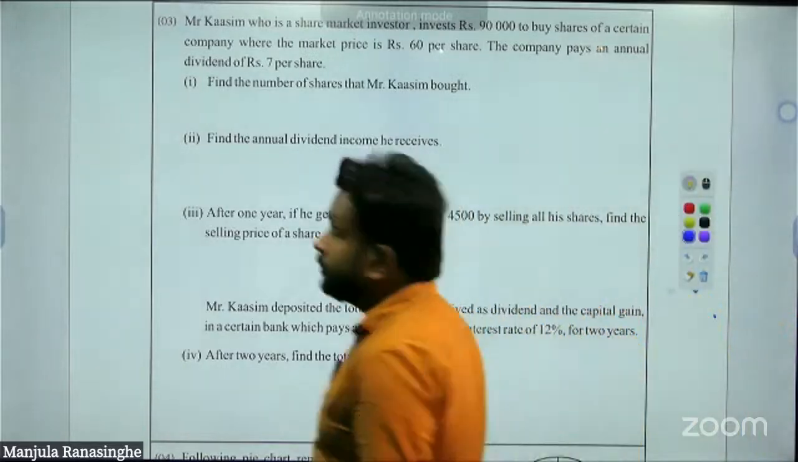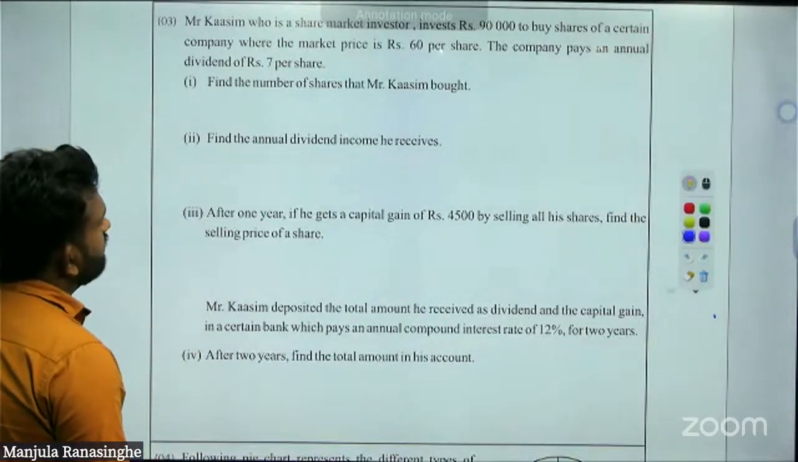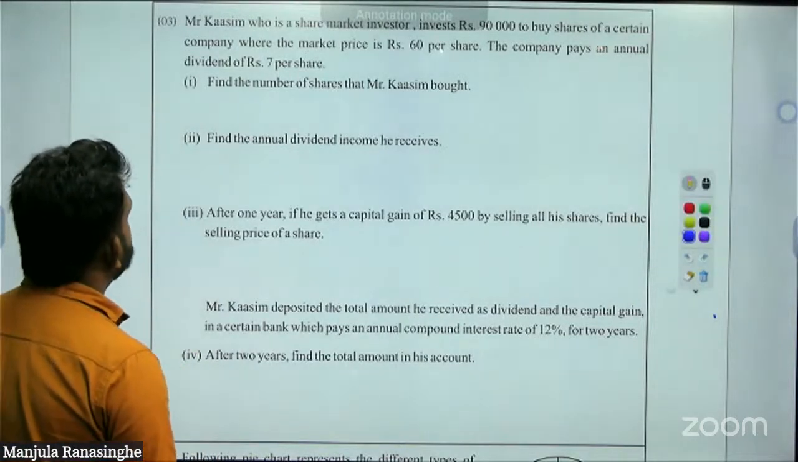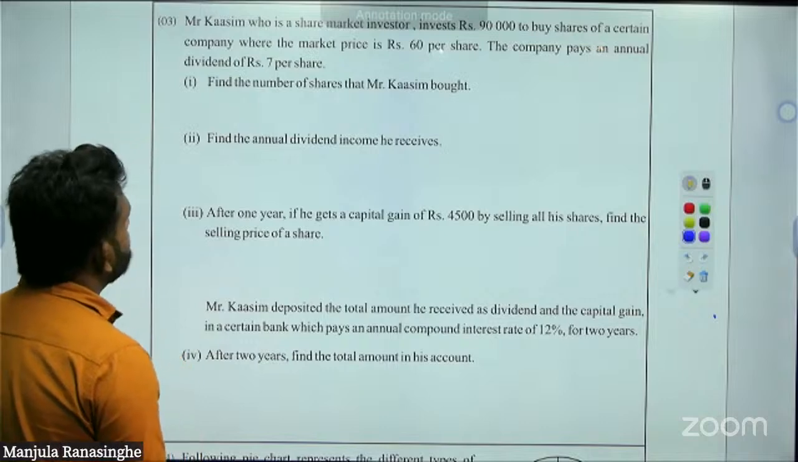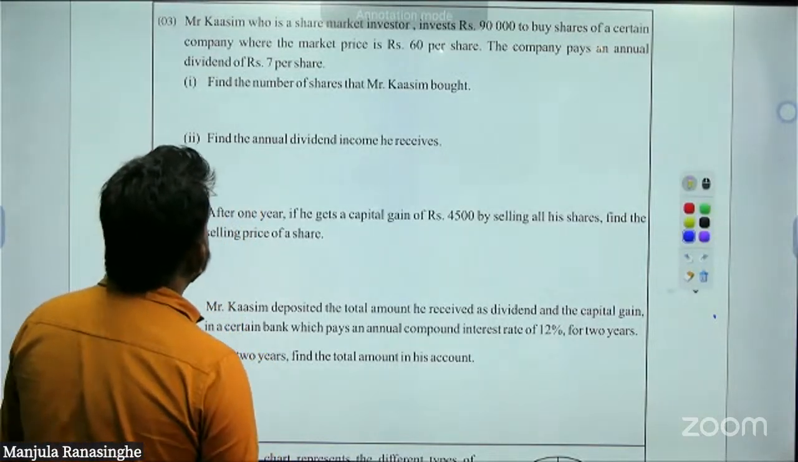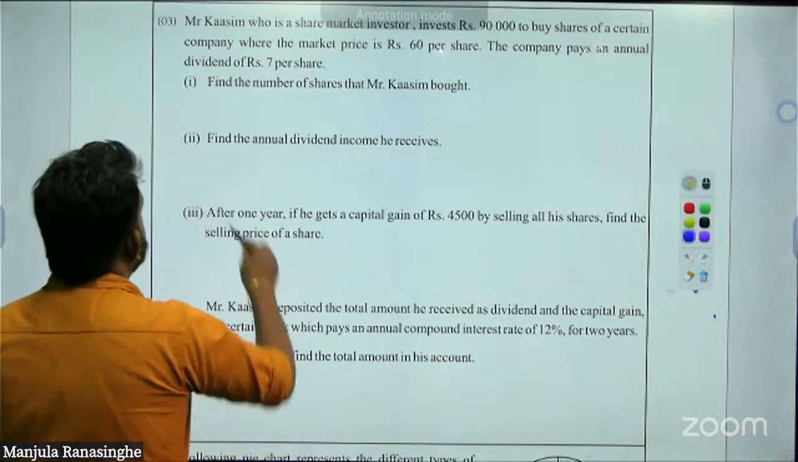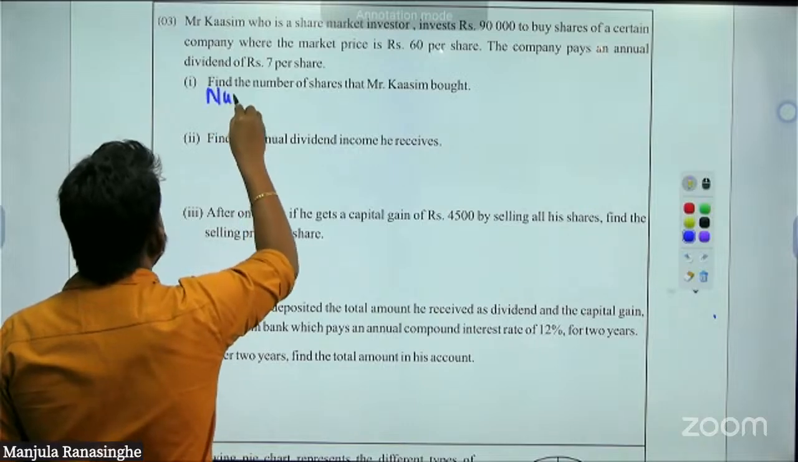Okay. Mr. Kasim, who is a share market investor, invests rupees 90,000 to buy shares of a certain company, where the market price is rupees 60 per share. The company pays an annual dividend of rupees 7 per share. Find the number of shares that Mr. Kasim bought. Right, the number of shares.